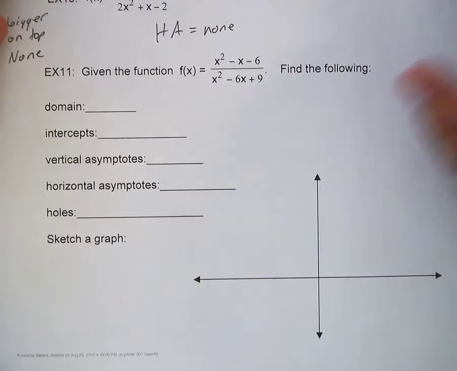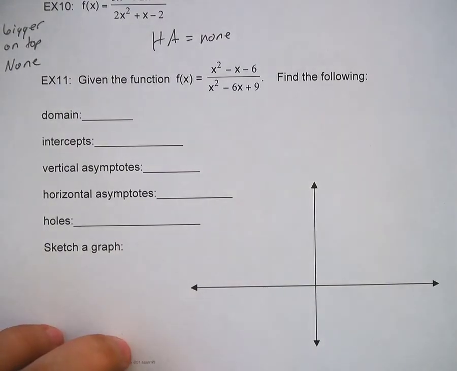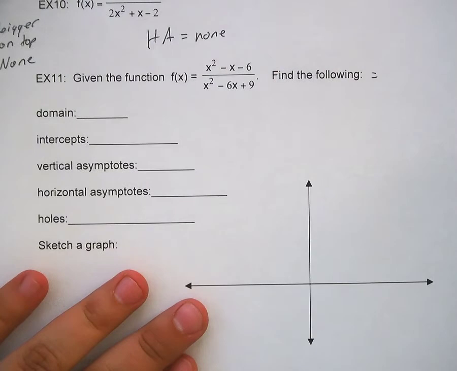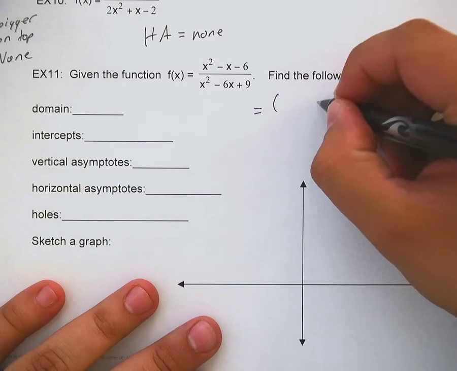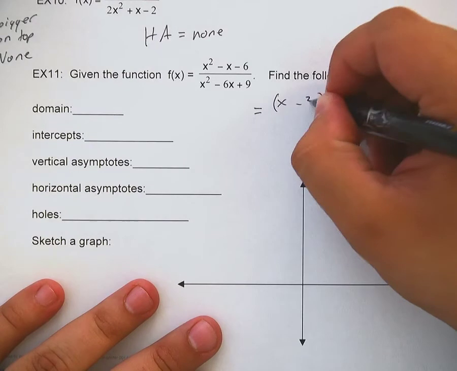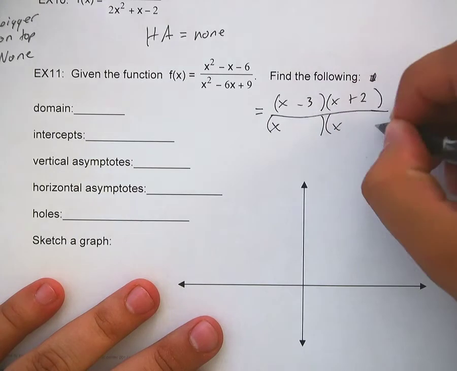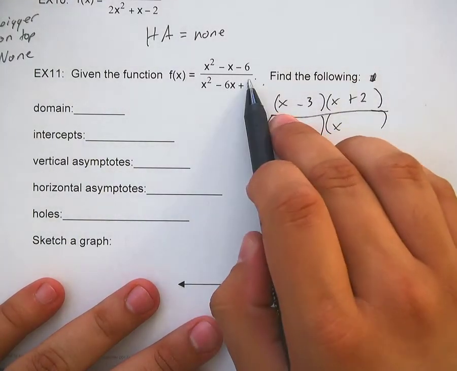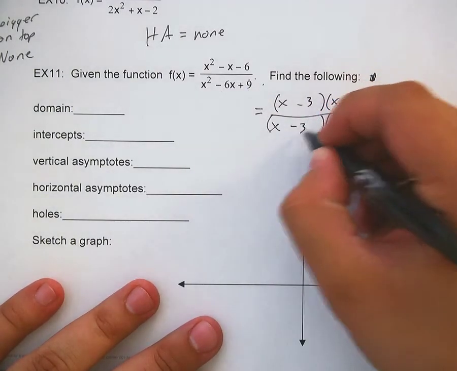So it says, given the following function, let's come up with some information on this. It says the domain. What is the domain of this function? Well, first, let's factor that function. I don't like seeing that function written like that. So on the top, we should all be pros at factoring: x plus 2. On the bottom, we need something that multiplies to 9 and adds to negative 6, so x minus 3 squared.